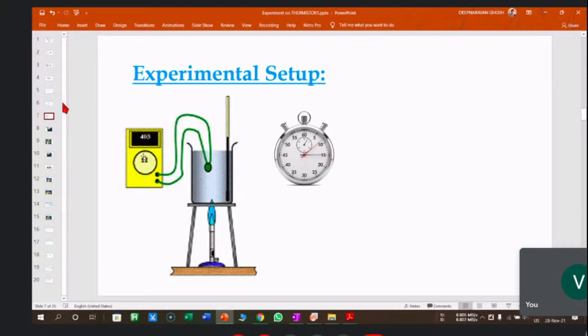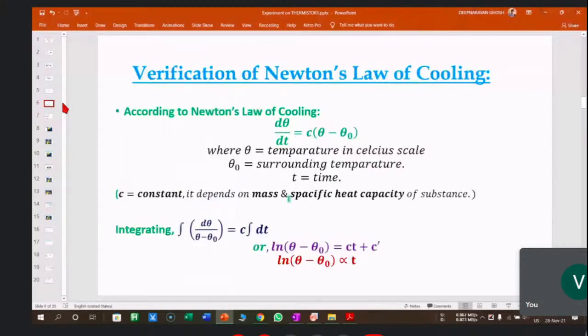Just one interruption, Mr. Ghosh. Yes, sir. The last mathematical step should have been better explained. Your C prime gets absorbed in e to the power of C prime, which is the constant multiplier, and that's why your ln (theta minus theta naught) becomes proportional to t. We can understand, but for the benefit of the students, I think you could have explained the last step better. Okay, sir. It's up to you.